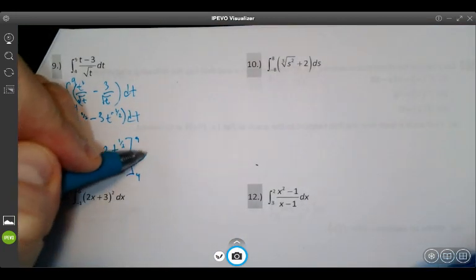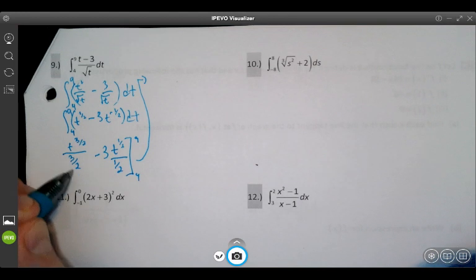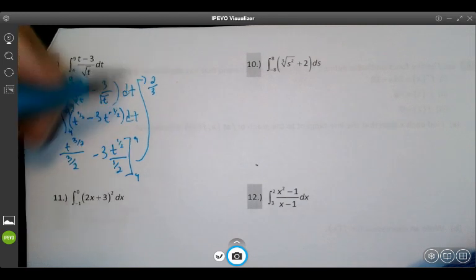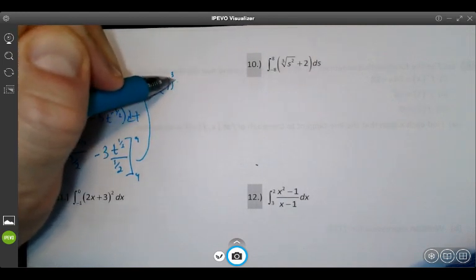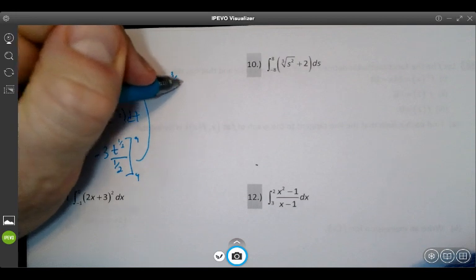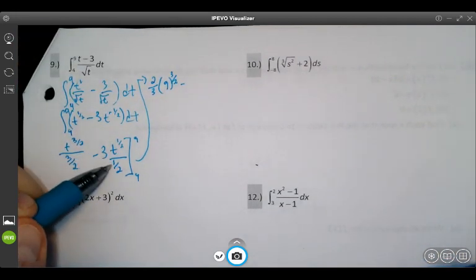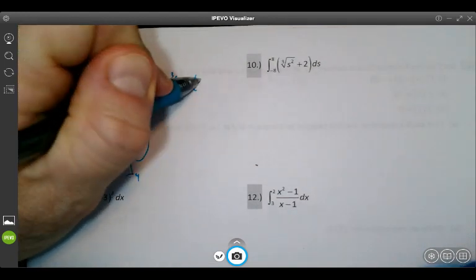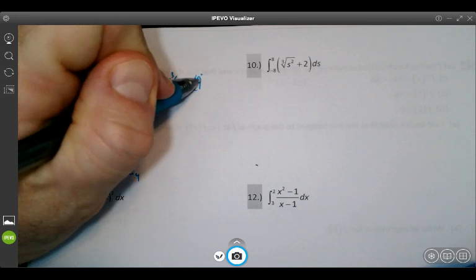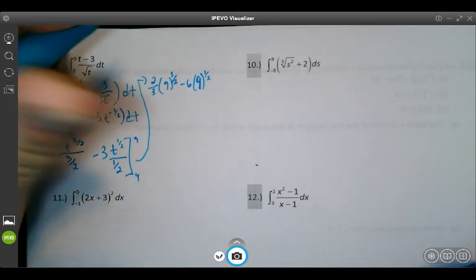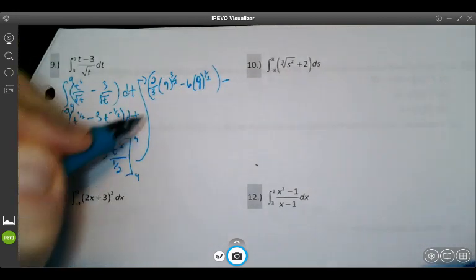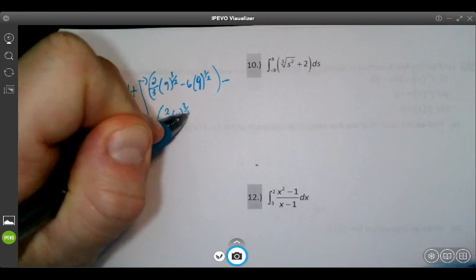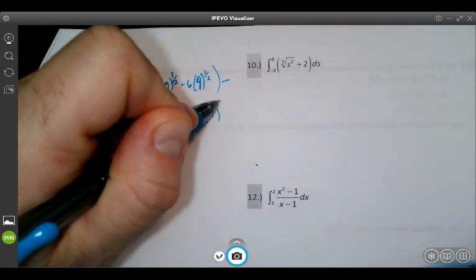I'm going to go up here. The first one is going to become 2/3, because dividing by 3/2 becomes 2/3. Now plugging in 9, I get 9 to the 3/2, and then minus 3 times 2 over 1, so it just becomes minus 6 times 9 to the 1/2. So that's the first part. Then we're going to subtract the second part where we plug 4 in: 2/3 times 4 to the 3/2 minus 6 times 4 to the 1/2.